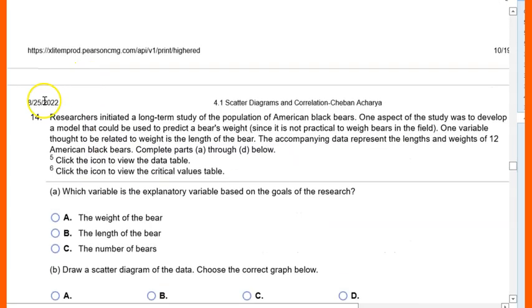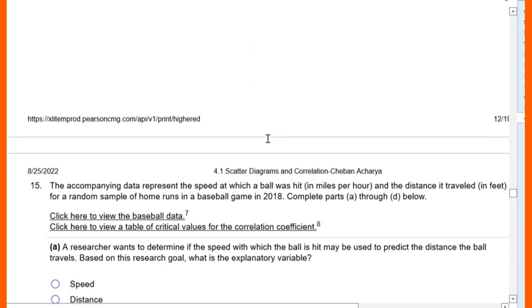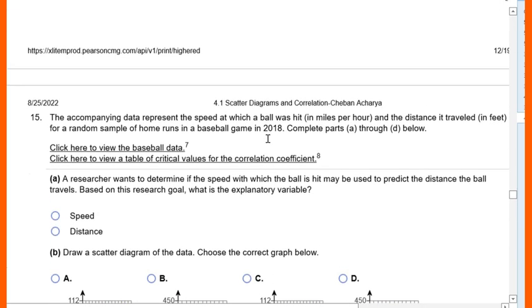Question number 14 is similar to questions number 11 and 13, which we just did. Therefore, I will skip that. I'm going to do the next question here, which is question number 15. Even though this is similar to the previous question, I want to do this one.